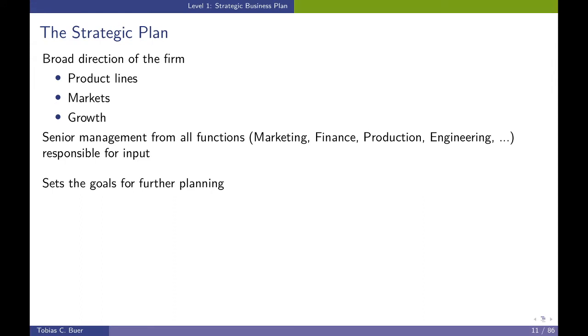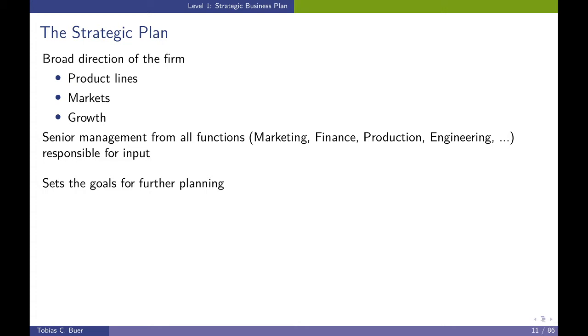On the first level, there's a strategic business plan. Let's jump into some details. The strategic business plan itself depends on another plan which was not shown in this hierarchy, the strategic plan.